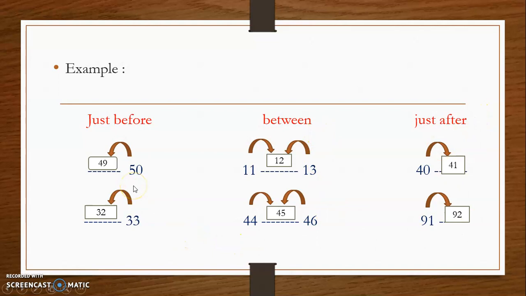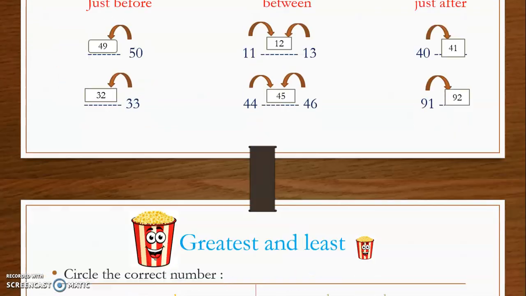Here I have examples about numbers just before, between, and just after. Just before 50, it's 49. Just before 33, it's 32. I keep the tens the same and change only the ones. As for the number between 11 and 13, it's 12. And 45 is between 44 and 46. Just after 40, it's 41. Just after 91, it's 92. Keep the tens and change only the ones.